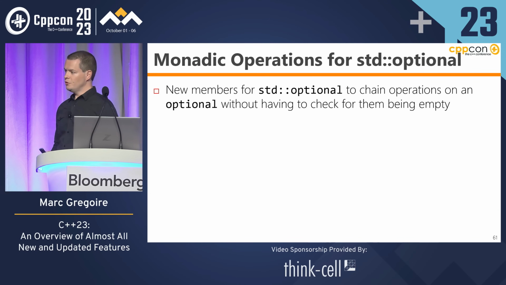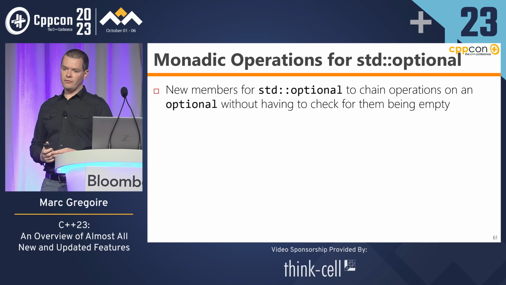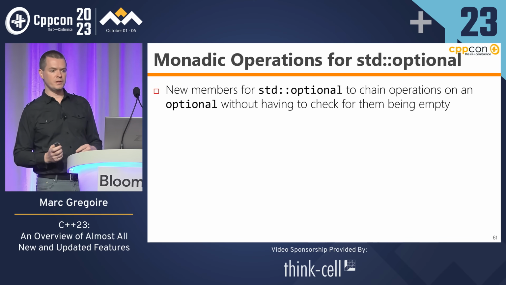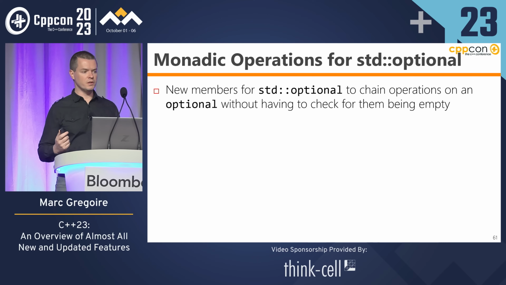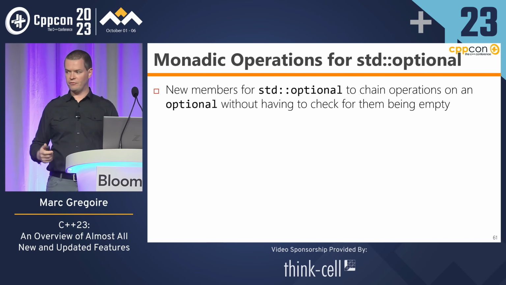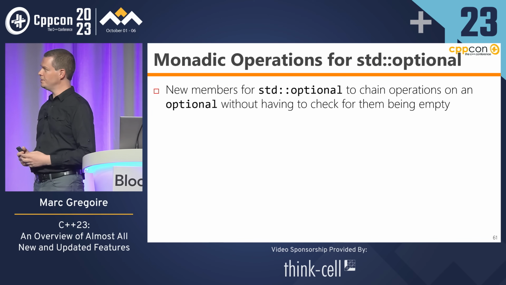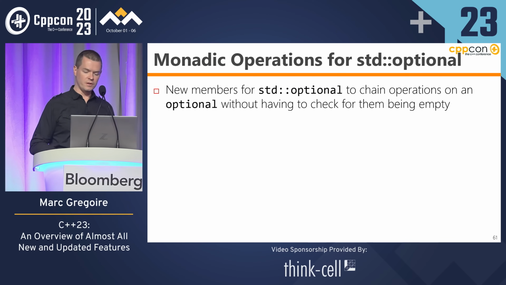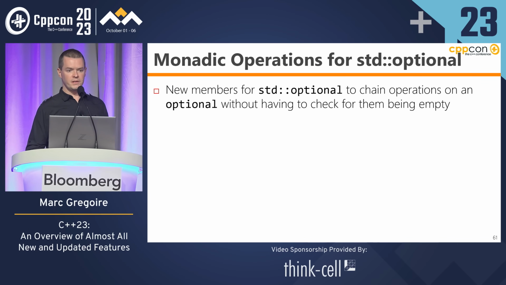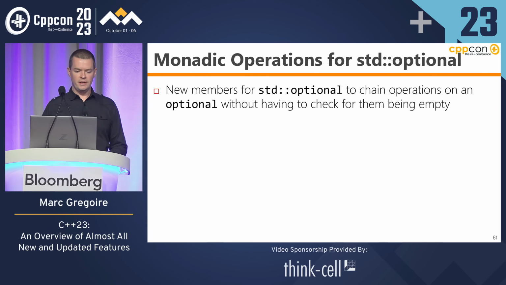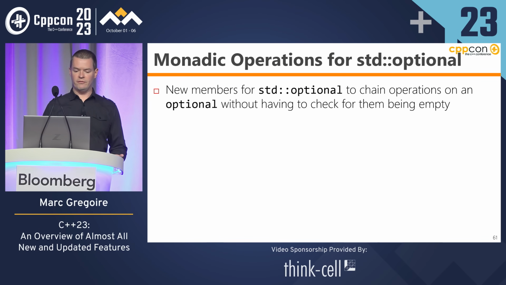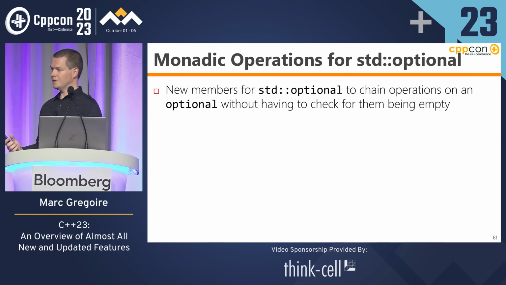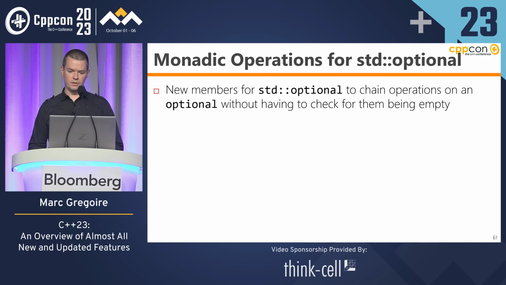So when you're using std optional in a chain of operations, before C++23, you always had to check if intermediate optionals were empty or not. Because before you call the next operation on your chain, you should make sure you actually have a value in your optional. With monadic operations introduced in C++23, those checks are happening automatically for you. You don't need to explicitly check for an empty optional.